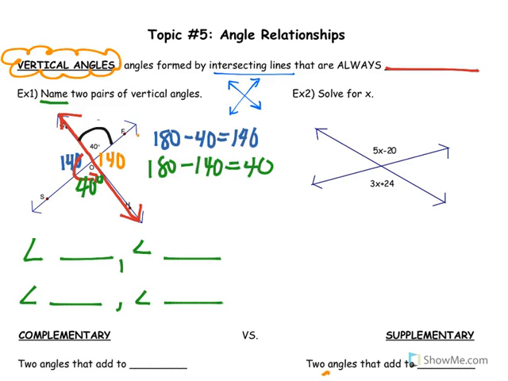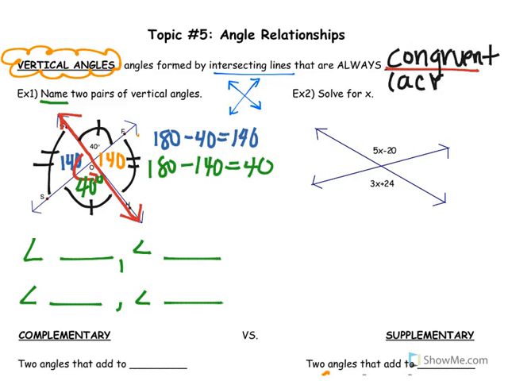So I know that this angle up here and this angle down here are going to be congruent, and this angle here and this angle here are going to be congruent. So let's go back up and fill the blank. Vertical angles are angles formed by intersecting lines that are always congruent. And we can also say this, they're always the ones that are across from each other, okay?